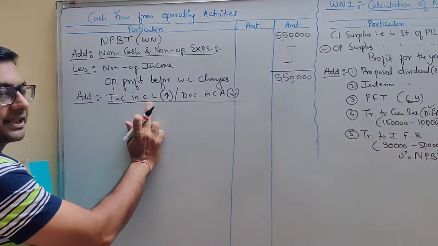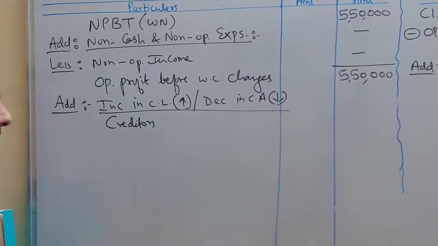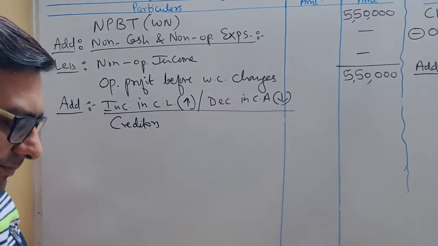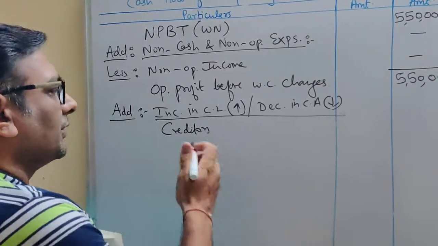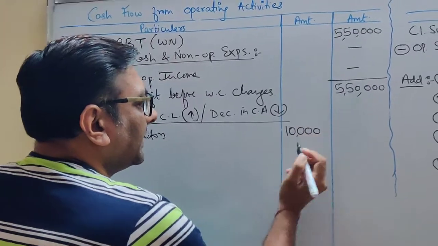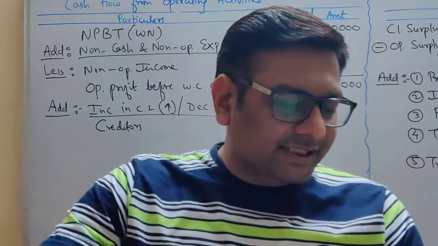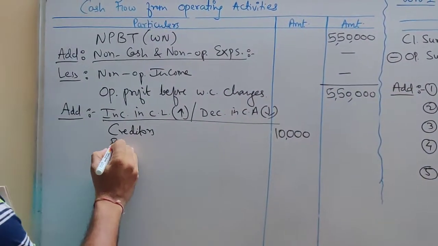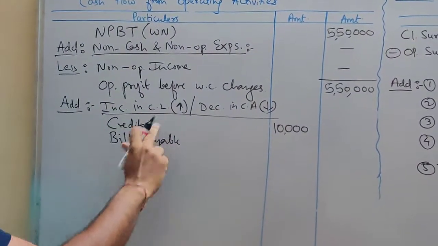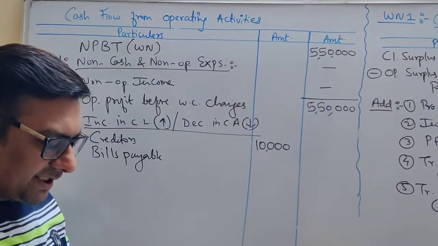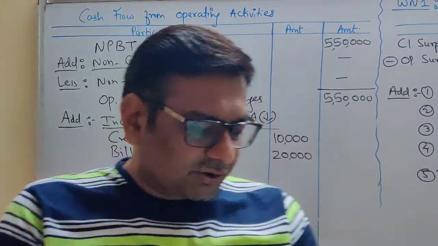If your creditors are increasing, it's an increase in current liabilities. So you will write it here. Creditors. How much is it increasing by? Last year it was 70. This year it is 80. So it is increasing by 10,000. Let's check with the bills payable. Last year it was 40. This year 60. Again this is increasing. So even bills payable will be recorded here. Increase in bills payable, increase in current liability. Last year 40. This year 60. There is an increase of 20,000. So done with the current liability.